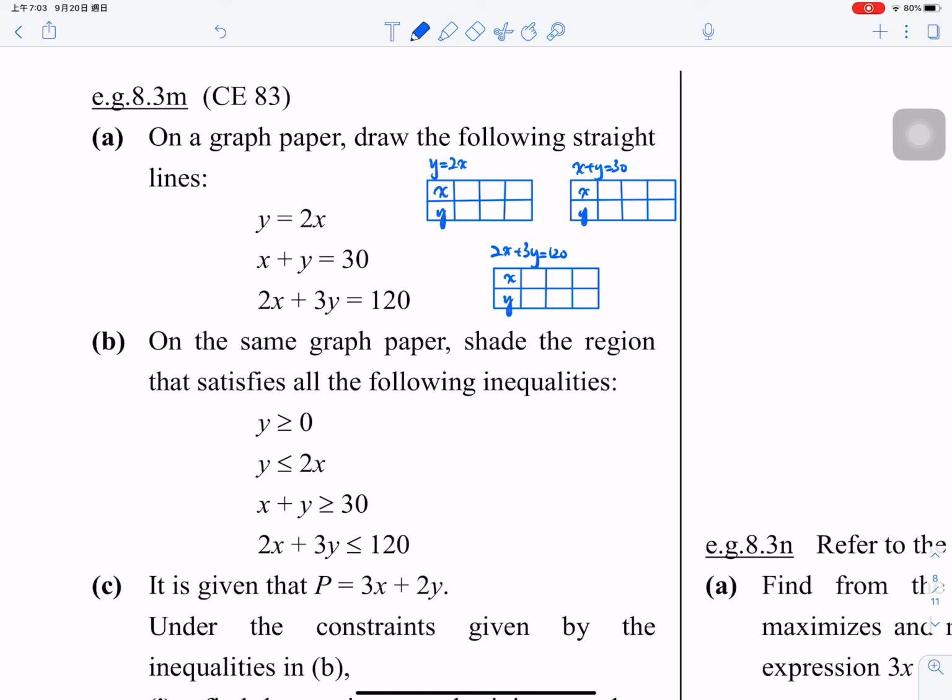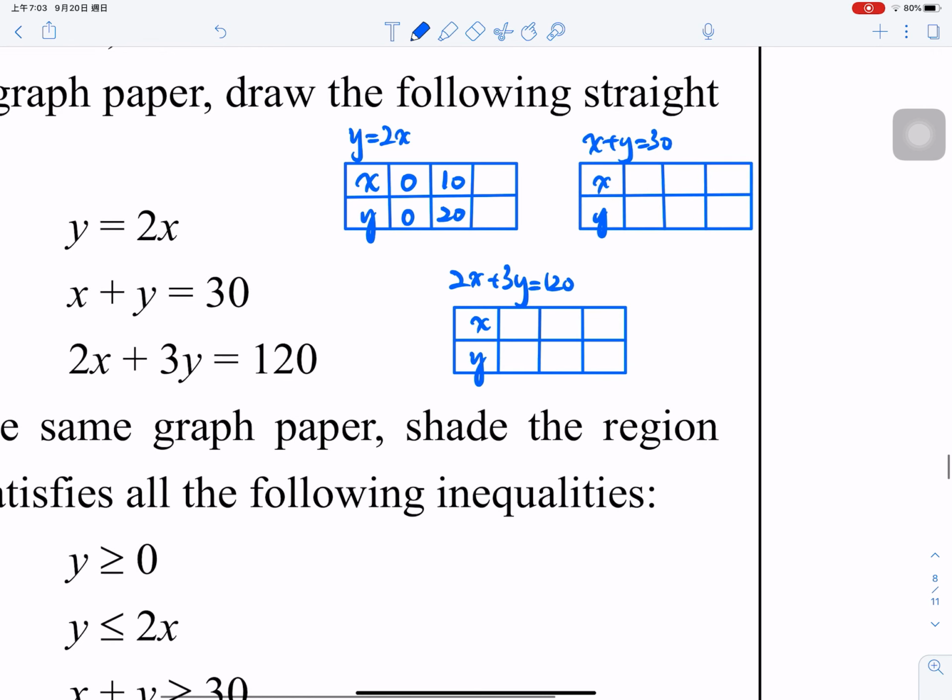Y equals 2x. Then set some points. If you set x equals 0, then y equals 0. Then you need to think of another 2 points. For example, x equals 10, y equals 20. Okay, and x equals 30, and then 60.